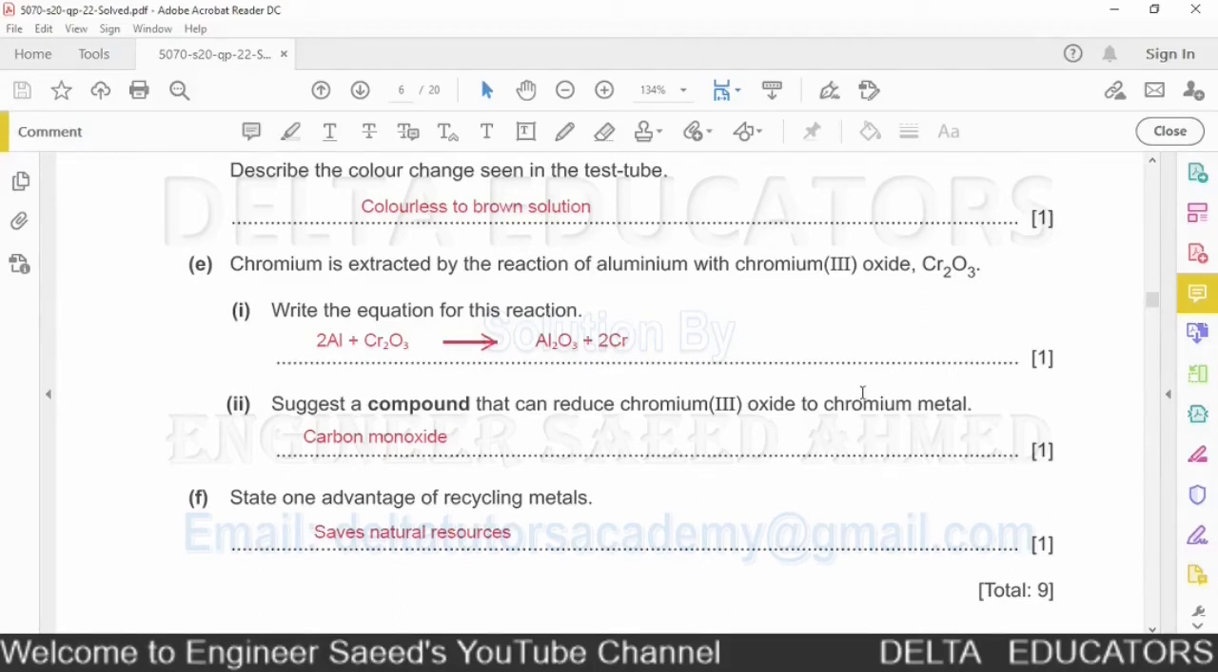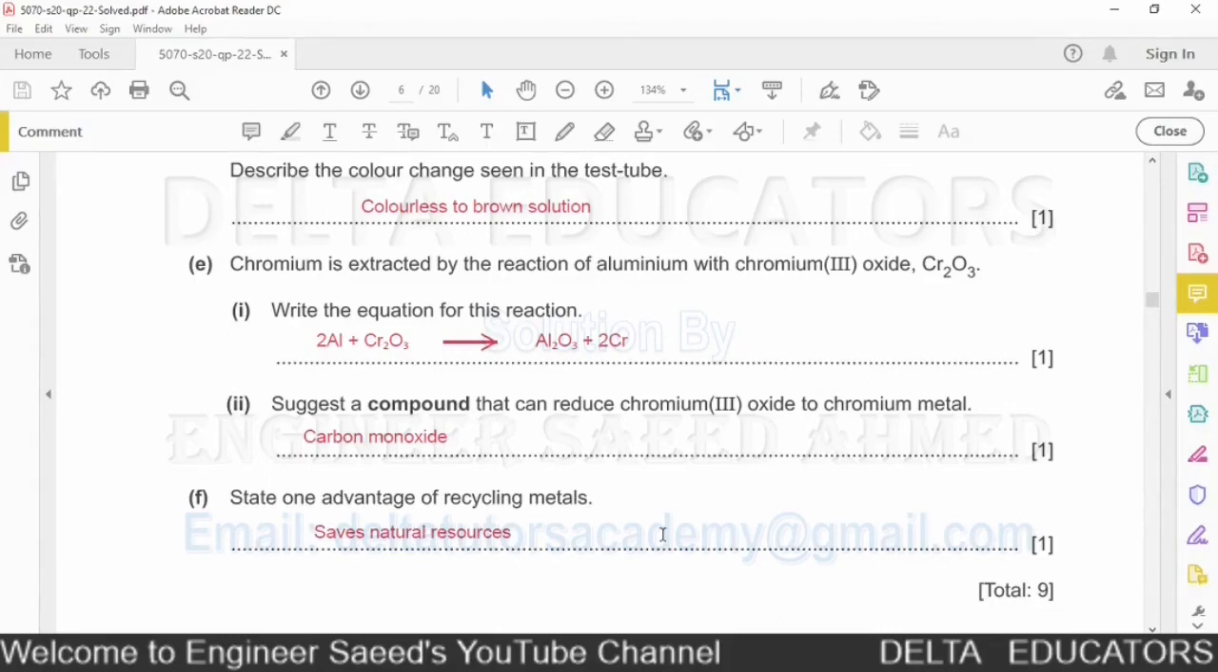Part 2. Suggest a compound that can reduce chromium oxide to chromium metal. In the extraction of iron, we have studied that ferric oxide reacts with carbon monoxide and it reduces ferric oxide to iron, and carbon dioxide gas is evolved. Same reaction takes place when chromium oxide reacts with carbon monoxide. We get chromium and carbon dioxide. So the compound that can reduce chromium oxide to chromium metal is carbon monoxide.